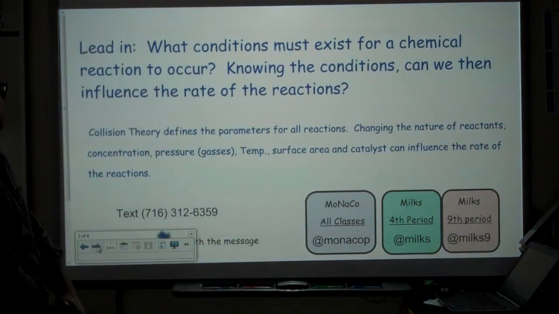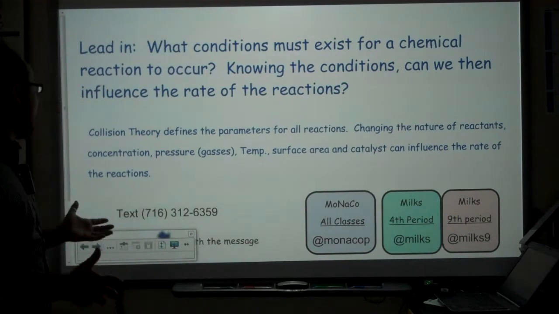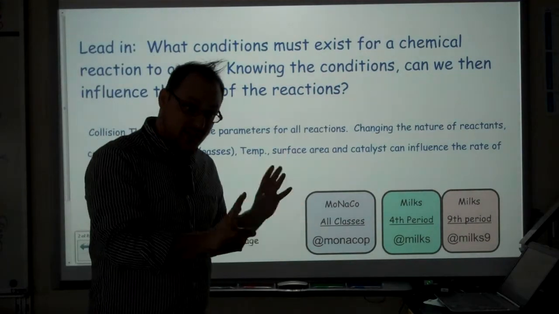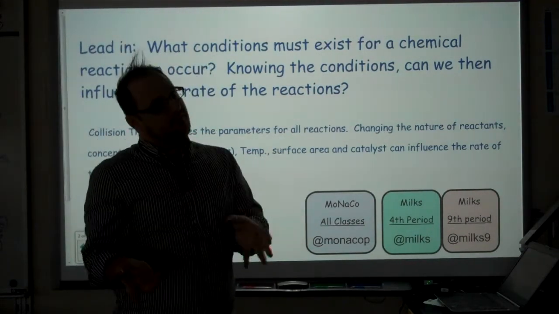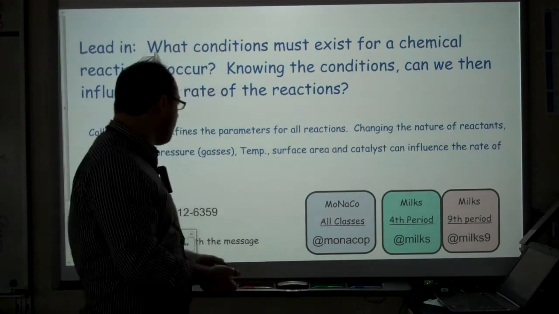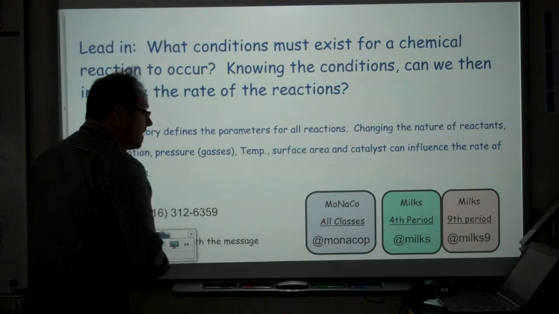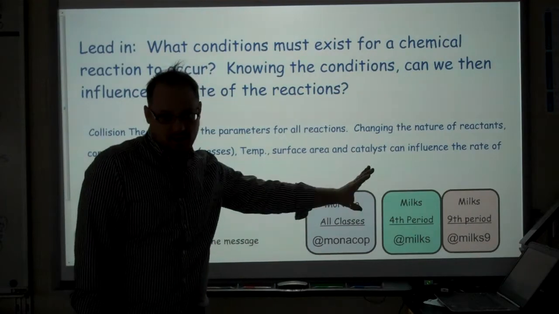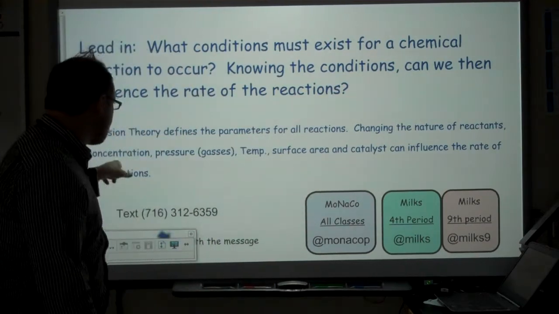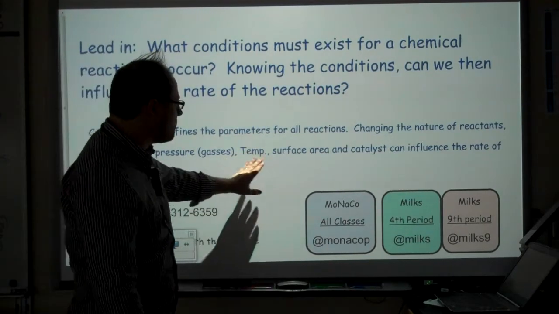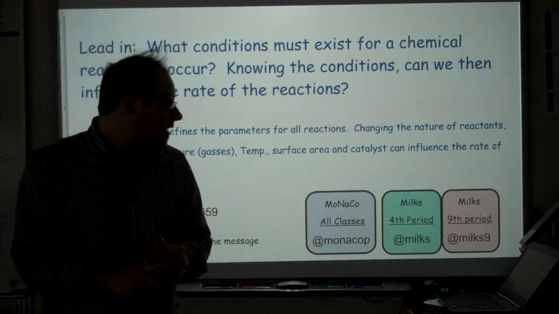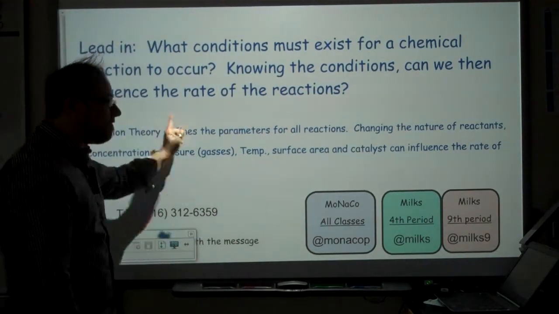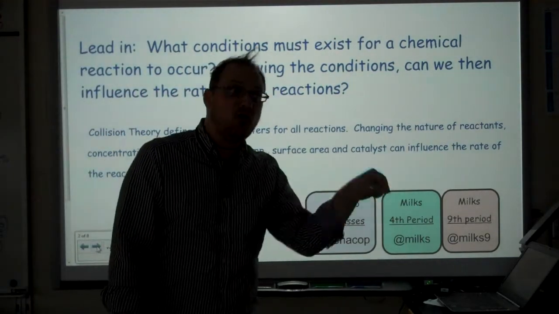What conditions must exist for a chemical reaction to occur? Knowing these conditions, can we then influence the rate of the reaction? So, what has to happen at first before a reaction can even occur? And then, once we understand that, how can we make that reaction go fast or slow? Collision theory is that thing that we studied in our practice packet. It defines the parameters for all chemical reactions. Changing the nature of the reactants, the concentration, the pressure for gases, of course, temperature, surface area, and the addition of a catalyst can influence how a reaction speeds up or slows down, but collision theory defines what makes a reaction actually occur before you can speed it up or slow it down.